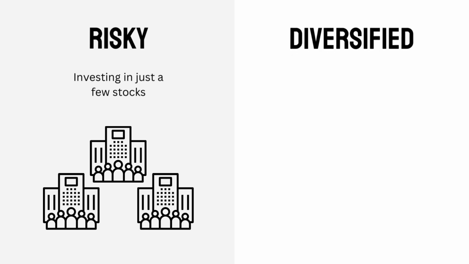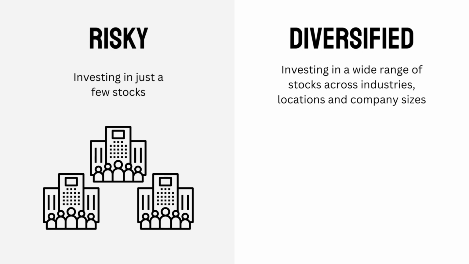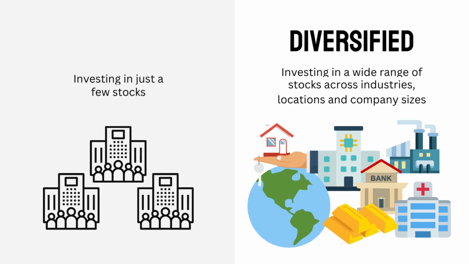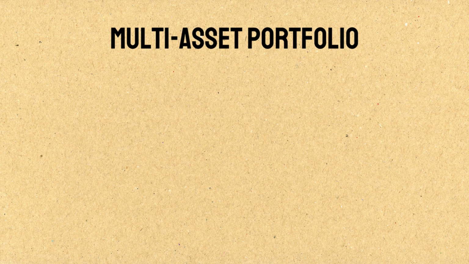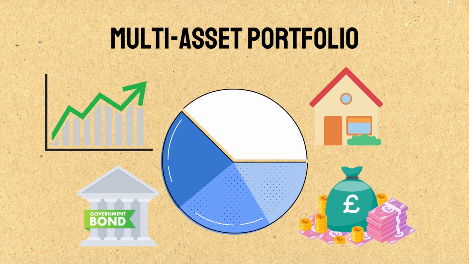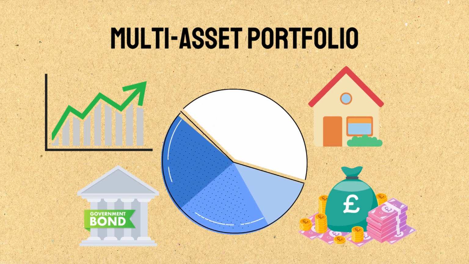A well-diversified portfolio doesn't just have a handful of stocks either. You want a wide range of assets spread out across different geographies, industry sectors, and company sizes. This helps you minimize the impact of any one company's poor performance on your overall portfolio. A diversified portfolio is also often multi-asset, meaning it includes not just stocks, but also bonds, cash, maybe property, and sometimes even other asset classes.